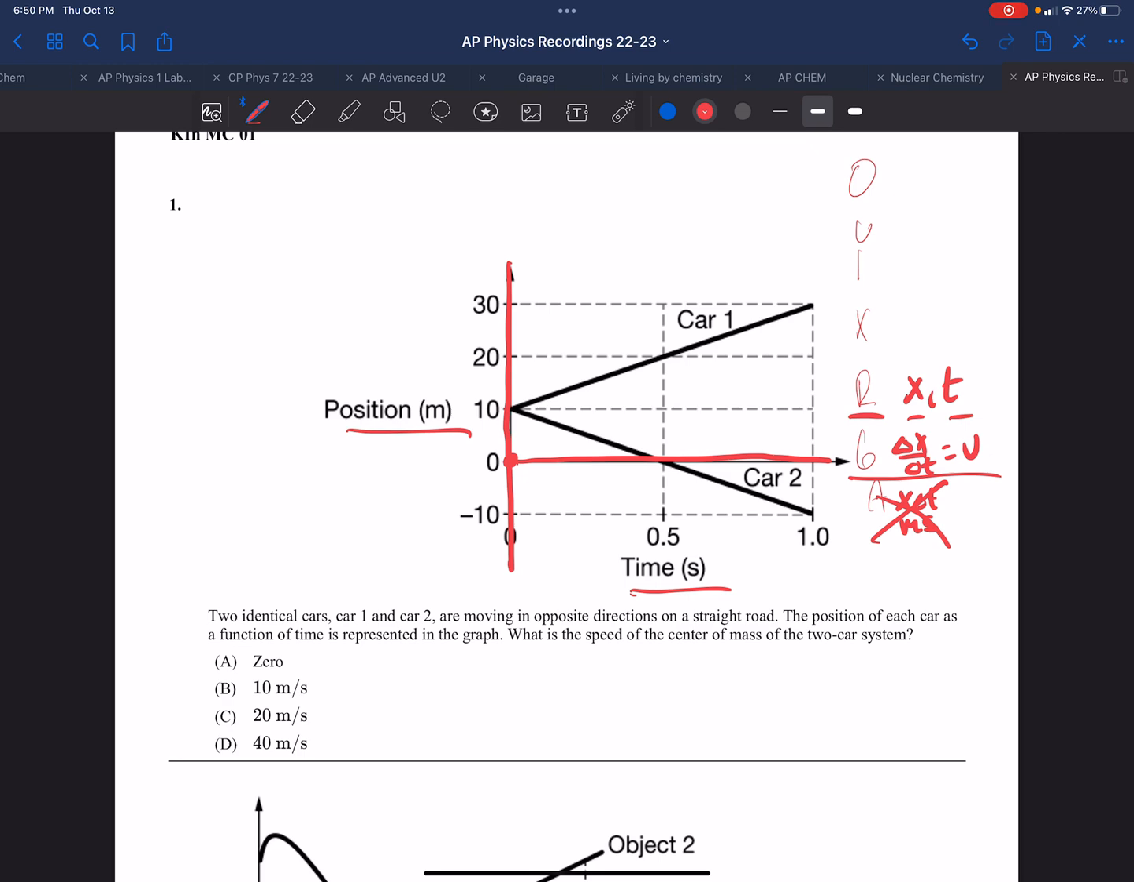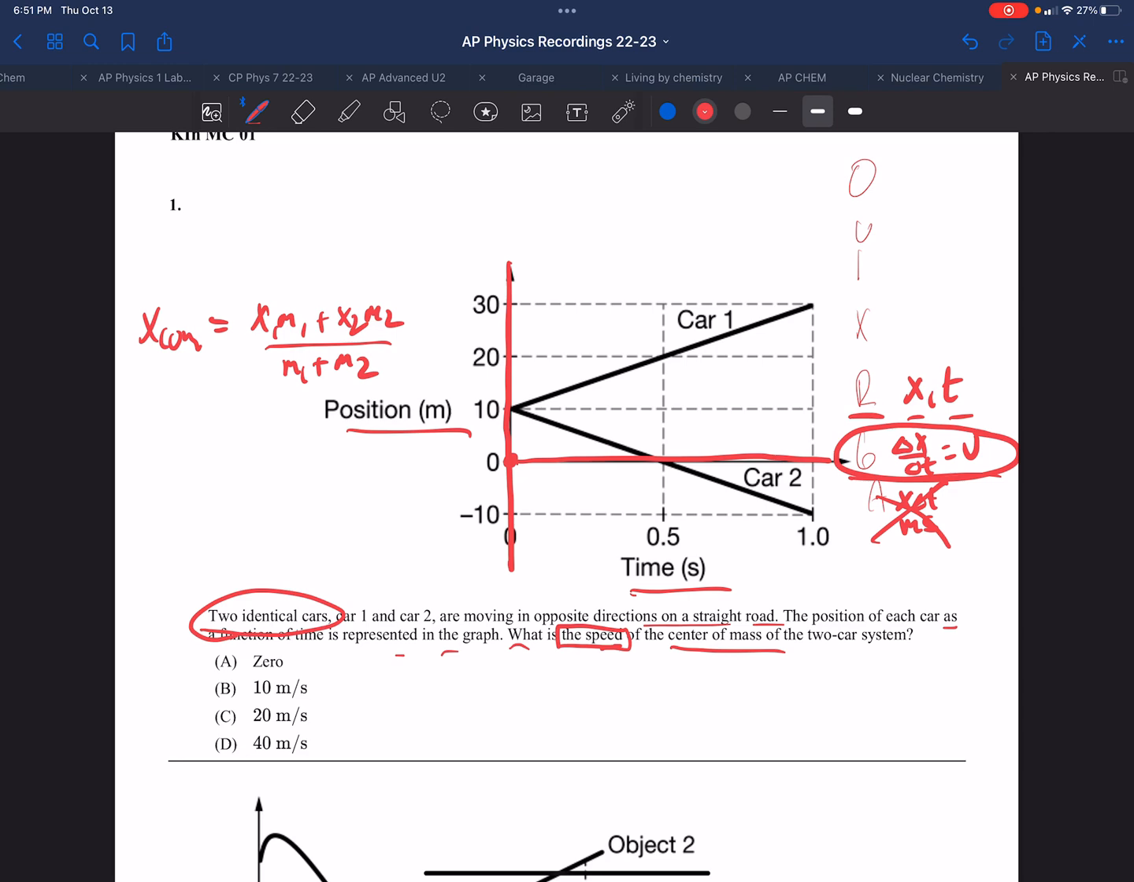So now the question: they're moving in opposite directions. The position is shown. What is the speed of the center of mass? So we're looking for the speed, the slope of the center of mass of the two-car system. So the cars are identical, and we know the center of mass is x1m1 plus x2m2 all over m1 plus m2.